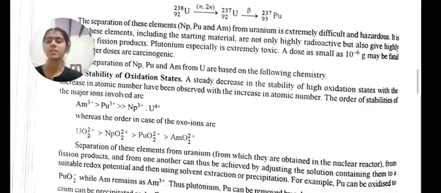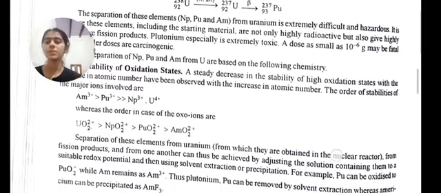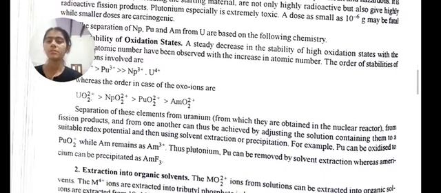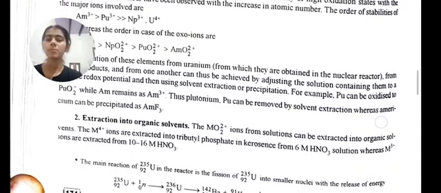Separation of these elements from uranium, from fission products and from one another can thus be achieved by adjusting the solution containing them to a suitable redox potential and then using solvent extraction or precipitation. Thus, plutonium can be removed by solvent extraction, whereas americium can be precipitated as AmF3.